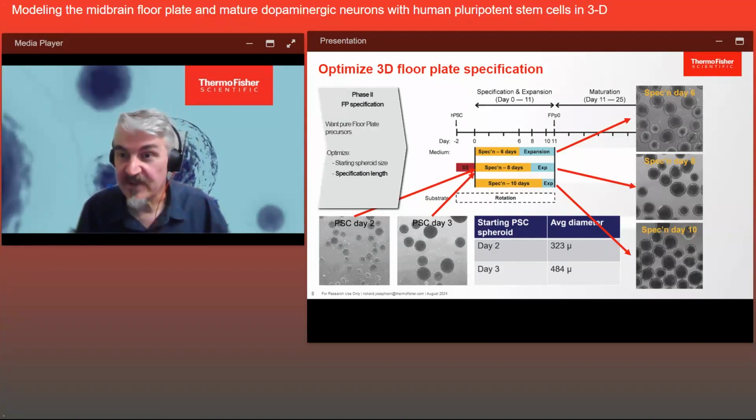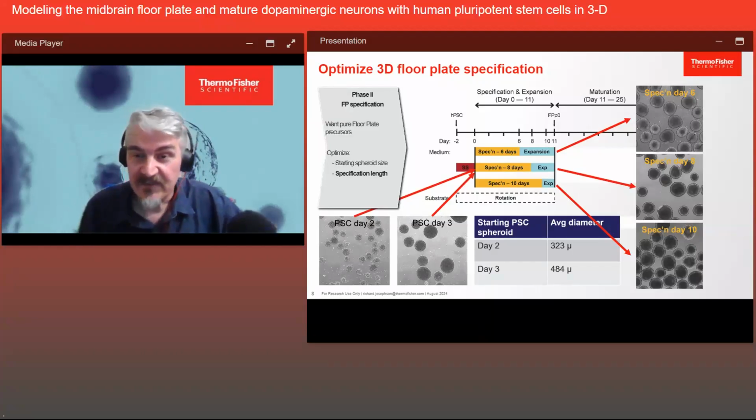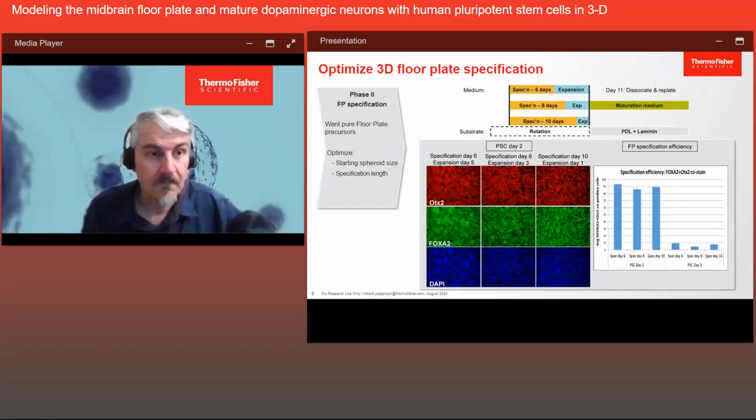So then we have spheroids like you see on the right that look very different from the starting PSC spheroids on the left. Each one is ringed by a translucent layer of epithelium that has grown out during the expansion stage. At day 11, these spheroids were passaged and replated onto poly-D lysine and laminin. So those cells dissociated at day 11 were then stained for the midbrain floor plate markers OTX2 and FOXA2.